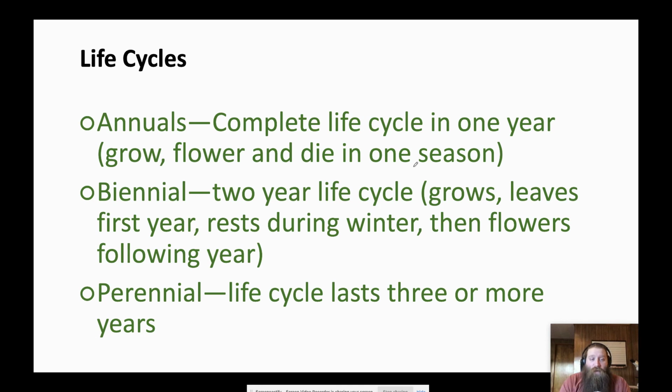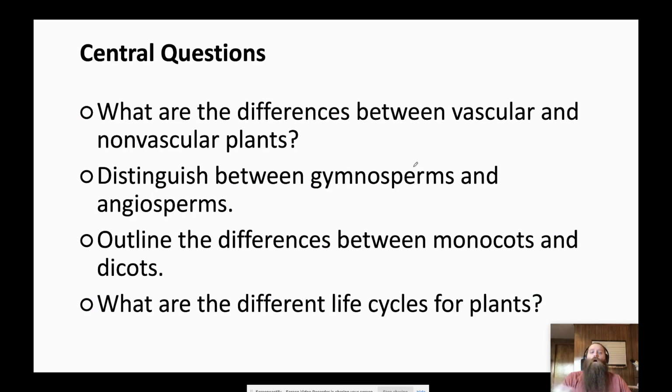The potato is actually a biennial. We just don't see the potato flower because we dig the potato up before the second year comes. And then we also have perennials, which are plant species whose life cycle can last 3 or more years. So most of our trees, things like that, they're going to be perennials. So hopefully you can now answer these 4 questions.